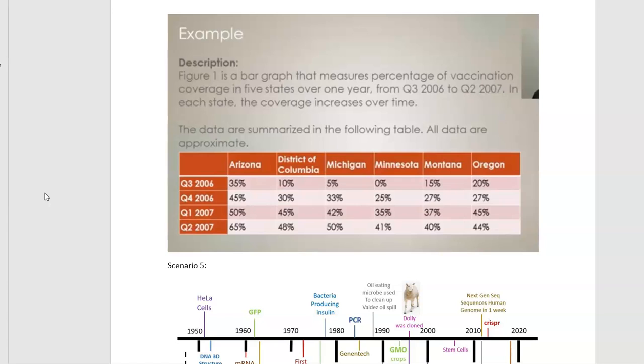Figure 1 is a bar graph that measures percentage of vaccination coverage, etc. The data is summarized in the following table. And so the data of the bar graph is summarized in the table. And then they created a table with all the bar graph information. And again, how to create an accessible table is a separate video, but this is a simple table.